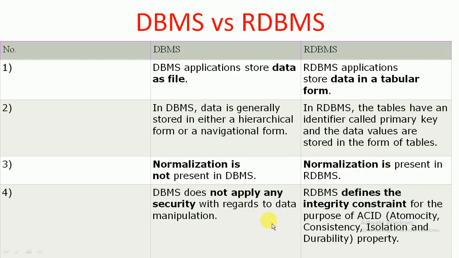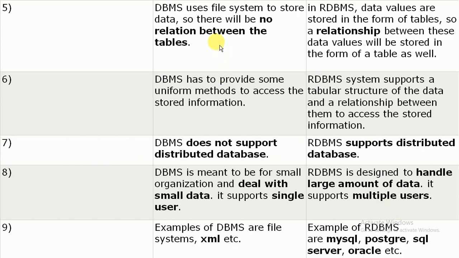DBMS does not apply any security with regards to data manipulation, but RDBMS defines the integrity constraints for the purpose of ACID properties, like not null, auto increment, and the value should be unique. These are the constraints which can be applied in RDBMS. You can see it in MySQL videos. Okay, so let's go for more.